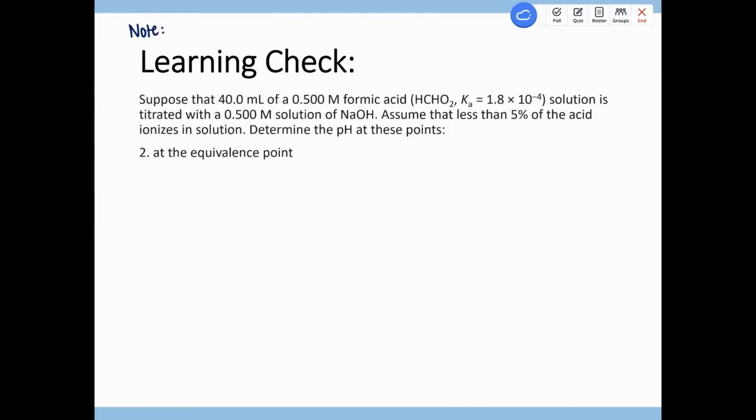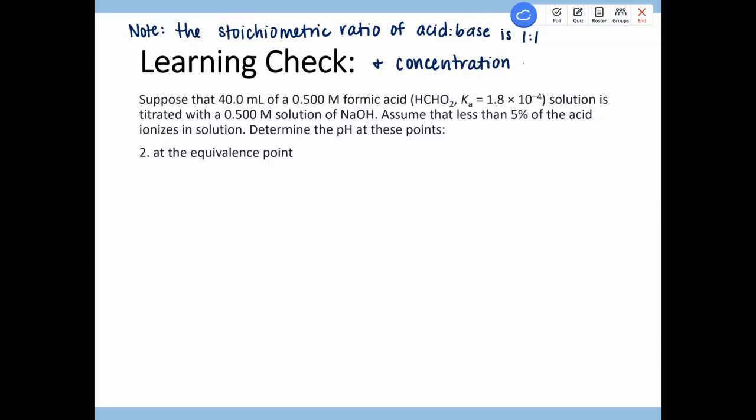So for every 1 mole of formic acid, it has 1 acidic proton. It will react with 1 mole of sodium hydroxide. So we'll say the stoichiometric ratio of acid to base is 1:1, and the concentrations of the acidic solution and the basic solution are equal. They're both 0.5 molar.